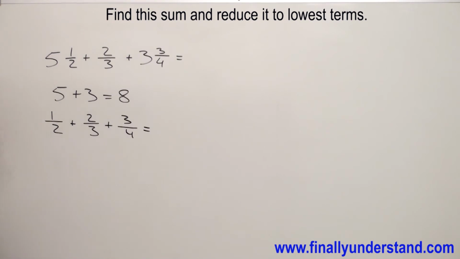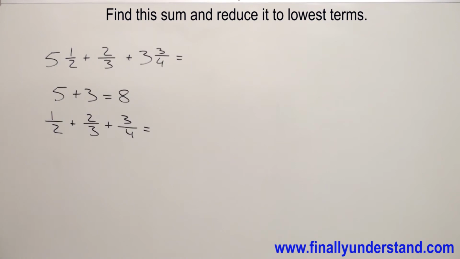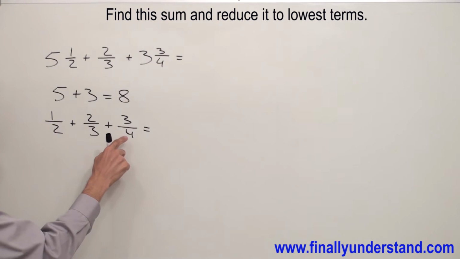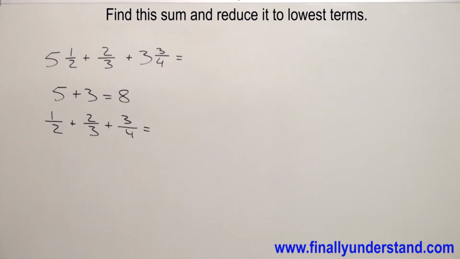Okay? Common denominator for all these three fractions is 12. At this moment, you're supposed to see that, because 12 is divisible by 2, 12 is divisible by 3, and 12 is divisible by 4. If you still don't see that, try to use the prime numbers. But we are going to stay with 12. I have 1 over 2, I have 2 over 3, and I have 3 over 4.